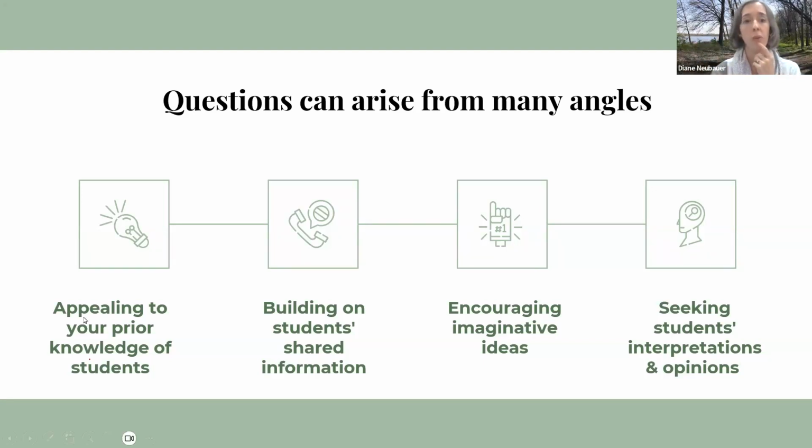And so one of those was appealing to the prior knowledge of the students. If you know, for example, you're doing calendar talk, starting off class, looking at what day is it, what's the weather like, and you know three of your students love rainy weather.